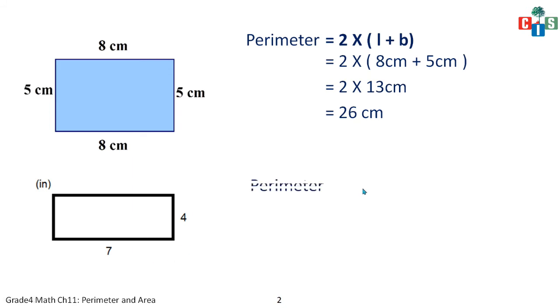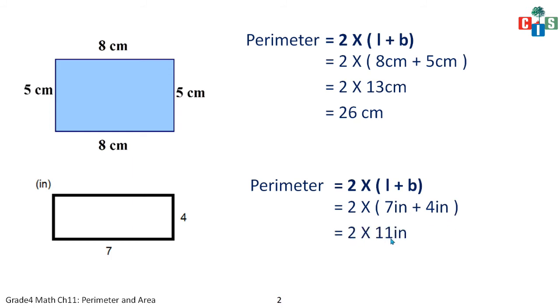So we'll use the formula of perimeter, which is 2 multiplied by length plus breadth. We'll substitute length and breadth. The unit we have is inch, so 7 inch plus 4 inch. I'll do 7 plus 4 first, because you have to solve the bracket first. So 7 plus 4 is 11 and 11 multiplied by 2 is 22 inch. So this is the answer. Now let's move on to the next question.